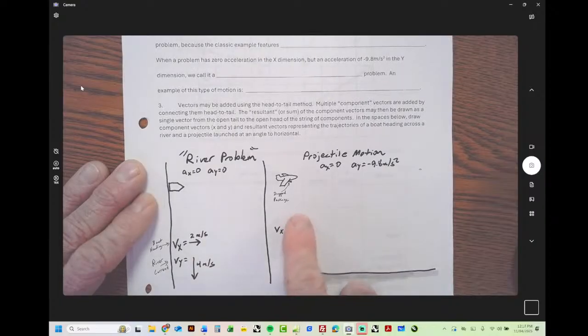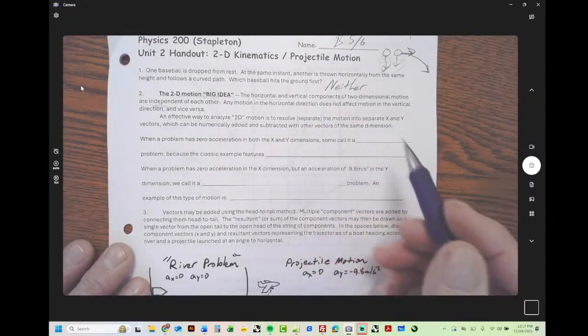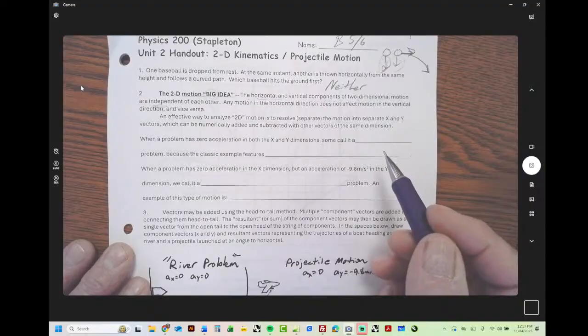Shh. If you can't stop giggling, just go giggle outside. But we're going to focus on projectile motion. Is it because I said ball? No. Okay, I was just checking.